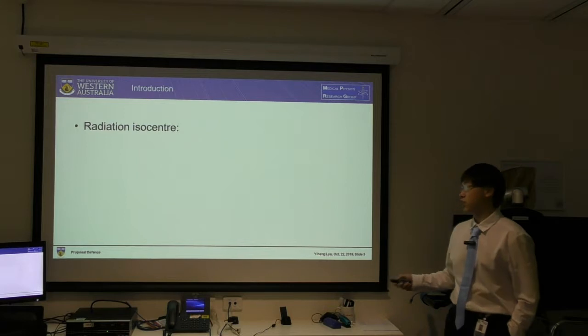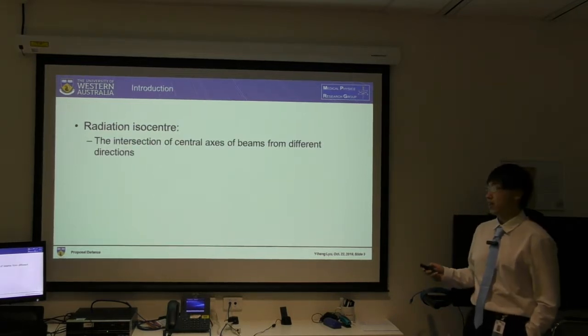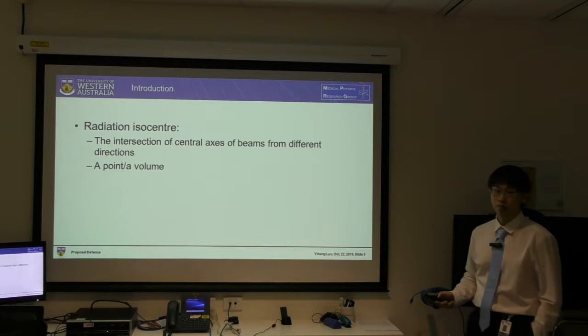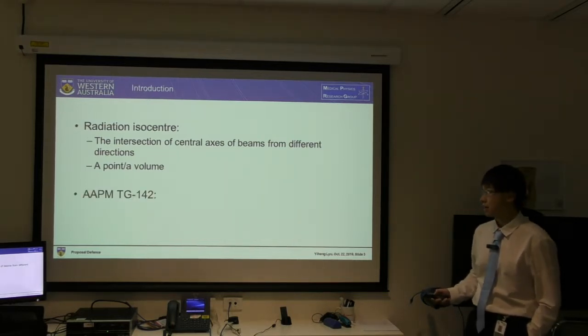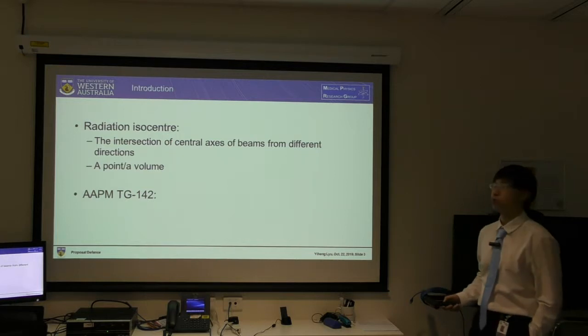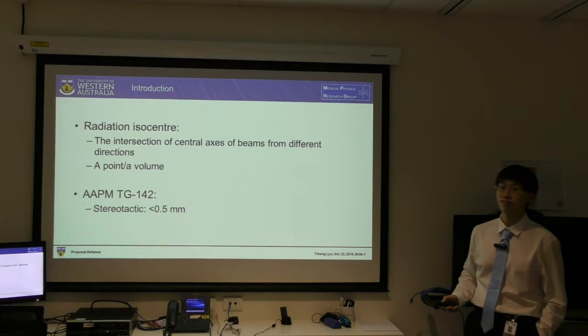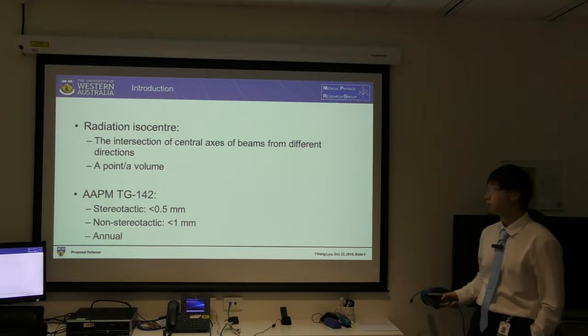So we need the radiation isocenter to measure this. Basically, radiation isocenter means the intersection of the central axes of beams from different directions. Ideally, it's a point. In practice, it becomes a volume, and the size of this volume matters. According to AAPM Task Group 142, the size of the radiation isocenter should be below 0.5 mm for stereotactic treatment and below 1 mm for non-stereotactic treatment, and this should be checked annually.